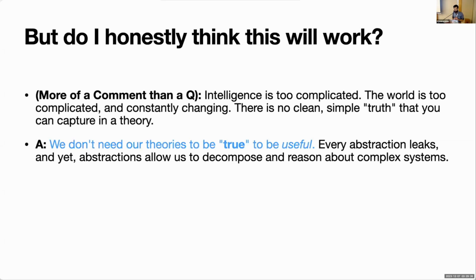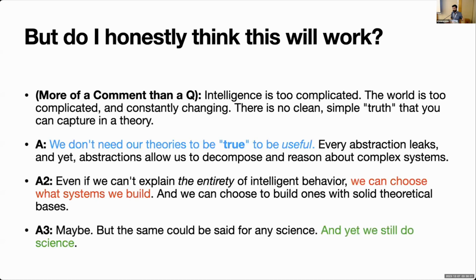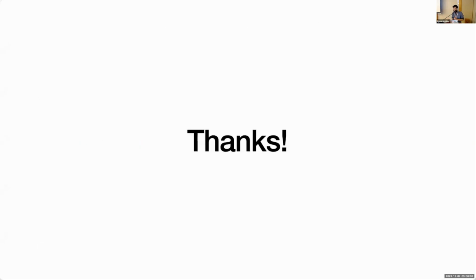So first of all, I think we don't need our theories to be true to be useful. Every abstraction is leaky, but abstractions allow us to decompose and reason about complex things. Second, even if we can't explain the entirety of intelligent behavior, we can choose what systems we build. And so we can still choose to build systems that are amenable to such theories. And such systems, I suspect, will be very useful in a lot of ways. And finally, I think this criticism actually just applies to any possible science. And we still do science. It's worth trying. And with that, thank you.